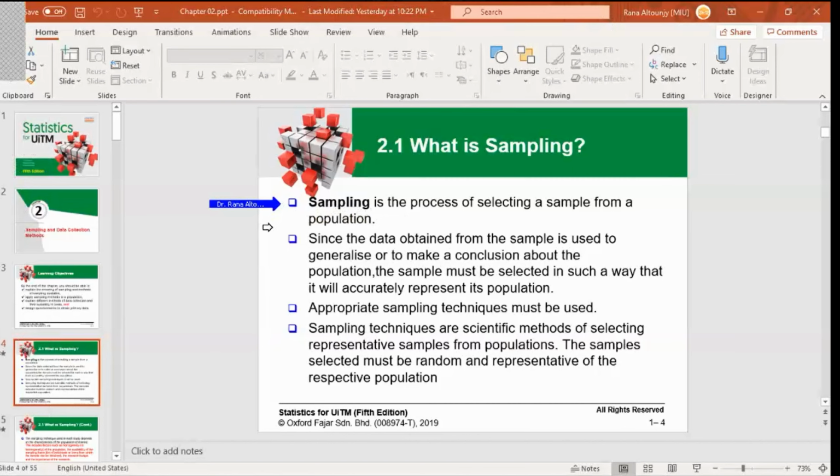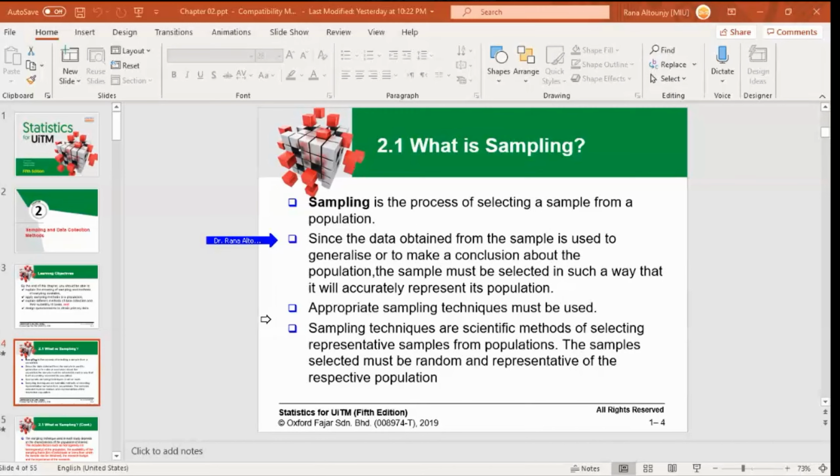Sampling is a process of selecting a sample from a population. If you remember, in the previous class we defined sampling. And we said in many cases we cannot apply the study on the whole population. We have to choose a sample, and that sample should represent the population, all of it. Then we apply our study on it. Since the data obtained from a sample is used to generalize the result or make conclusions about the population, the sample must be selected in such a way that it will accurately represent its population.